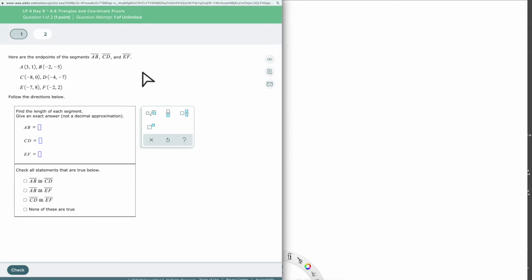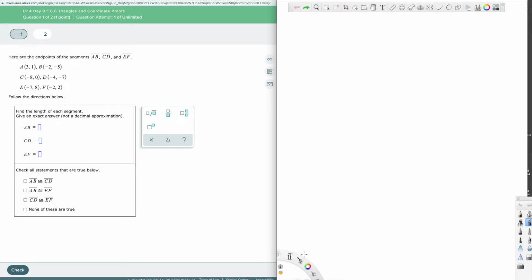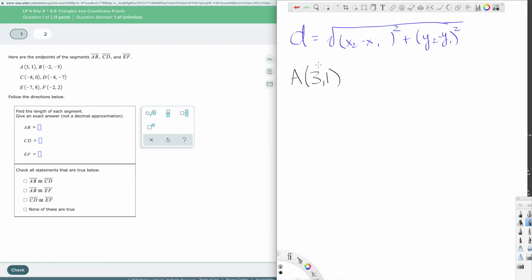So distance, and I'm going to change the color here just so it's a little darker. Distance equals the square root of the x terms subtracted, so the difference of the x terms, squared, plus the difference of the y terms, or the y coordinates, squared. So this is our distance formula. Each one of these has an x and a y. So if we're looking at A, we have 3 and 1. This would be x1 and y1, just because it's the first point here.